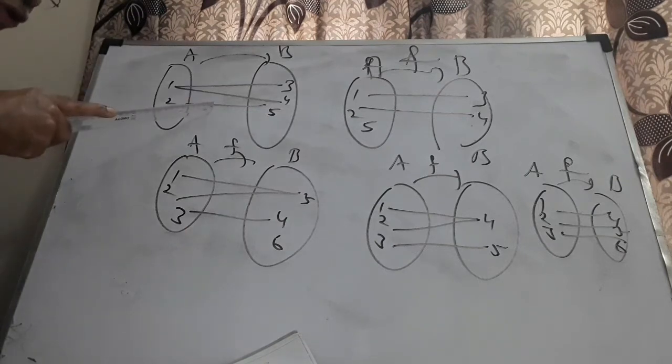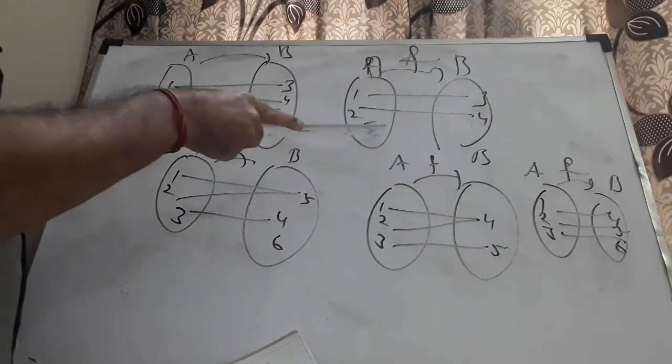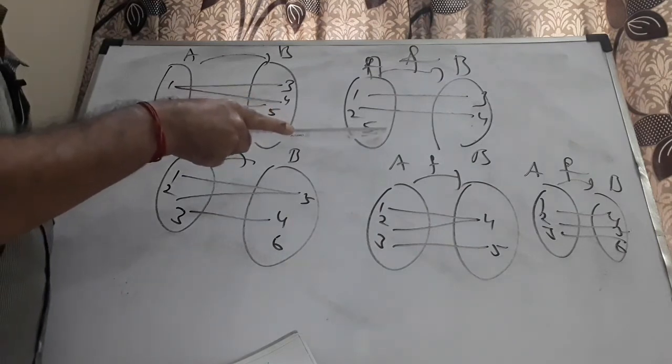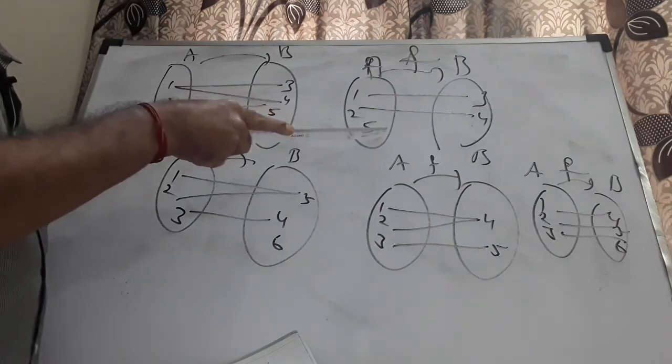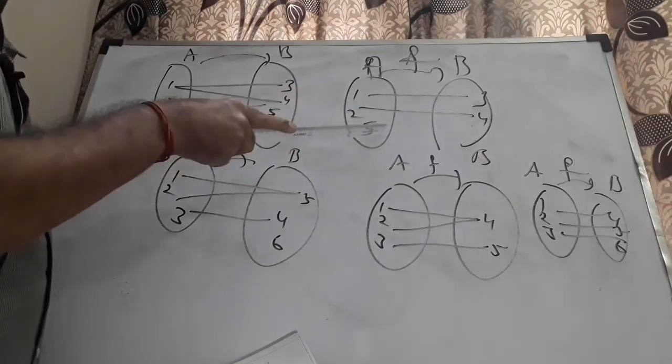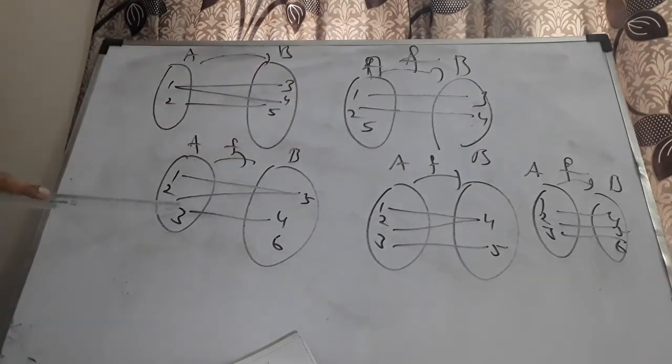Therefore, this is not a function. Here 5 doesn't have an image, or I can say passenger 5 is not moving at all. He doesn't have a train to move. Therefore, this is not a function. Here, it is a function.